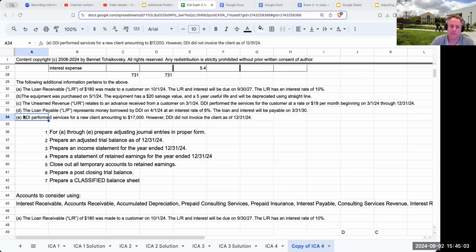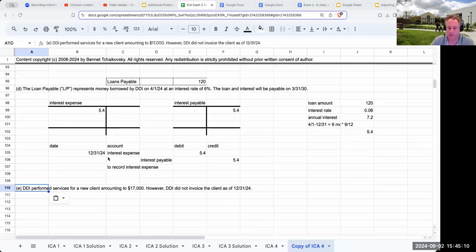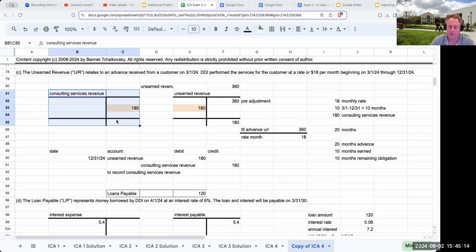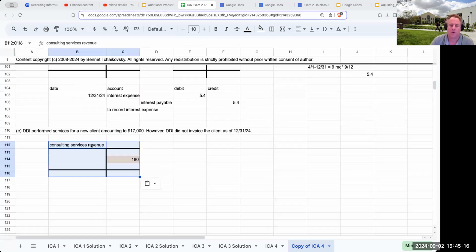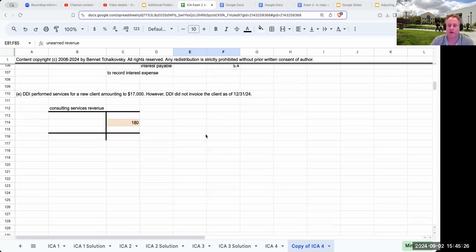Last one, I perform services for a new client amounting to 17,000. However, I did not invoice the client. So over here, we had an existing balance in our consulting services revenue of 180. We also had a balance over here in our unearned revenue of 180. So it's going to put these accounts together.